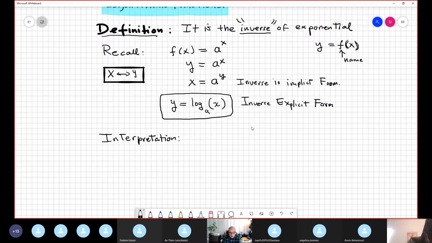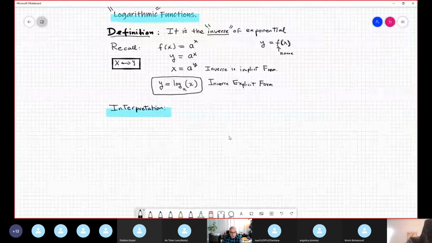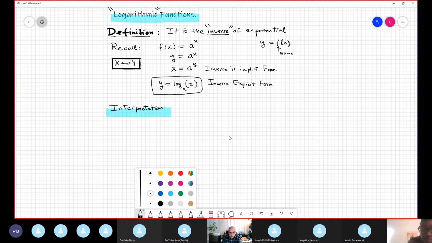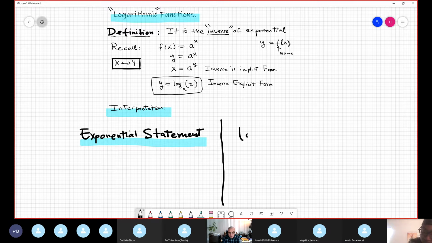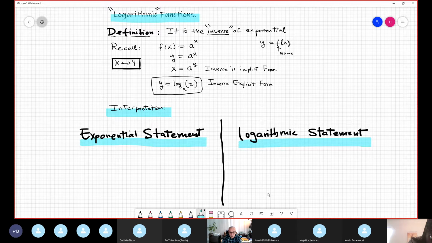To explain the interpretation of the logarithmic function, I propose you one idea. Split the board in two parts. In the left part, I put the exponential statement. And in the right part, I put the logarithmic statement. Because we are learning now the interpretation, but we are doing more. We are doing how we change the statement in both directions, from exponential to logarithm or from logarithm to exponential. Little by little, you understand the idea.